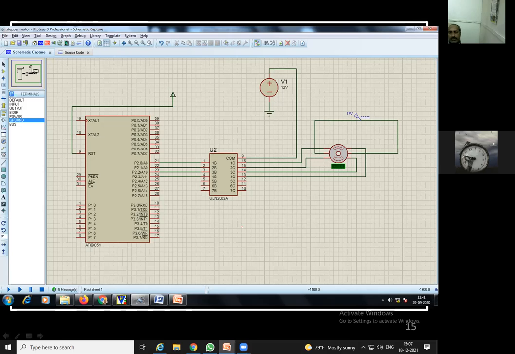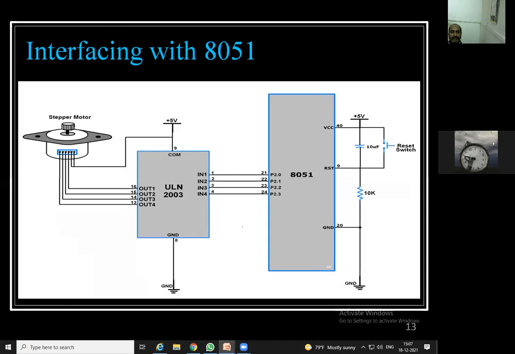And about the connections, how they have been made: 4 coils are there, so accordingly 4 wires are there. And these 4 wires are connected to pin numbers 16, 15, 13 and 14. So you can just check out pin numbers 13, 14, 15, 16, what they are, and where to connect them on this stepper motor.